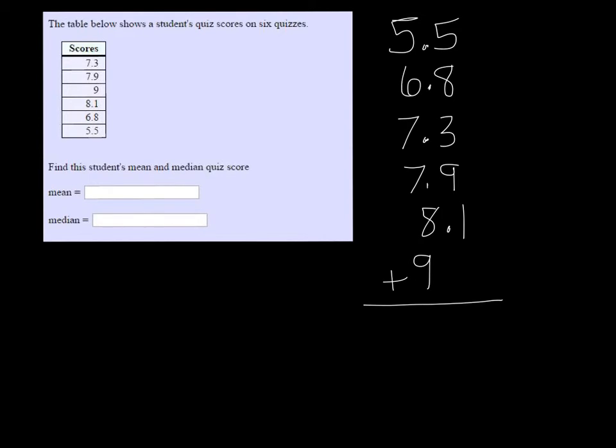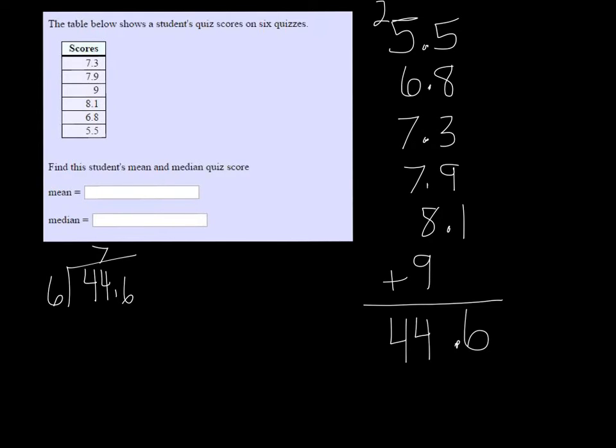Let's see, 13 and 3 is 16, plus 9 is 25, we get 26. Carry the 2, and then 7, 6 is 13, plus 7 is 20, another 7, 27, and then 35, 35 plus 9 is going to be 44. So we get 44.6 if we add them up, and then we have to take that and divide it by 6.